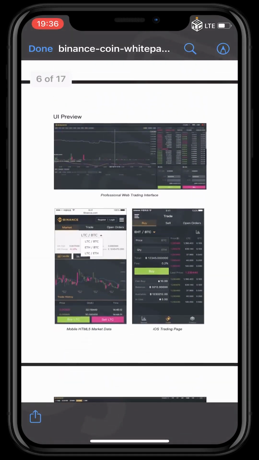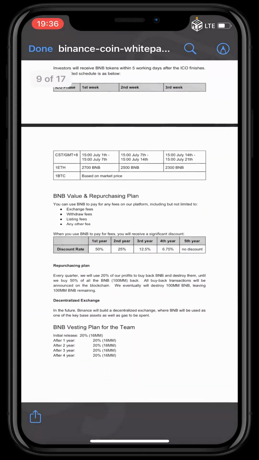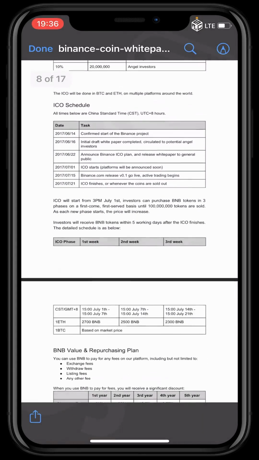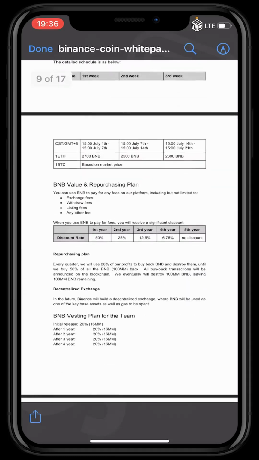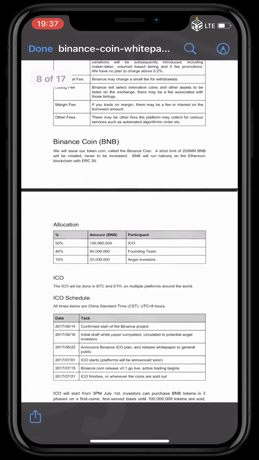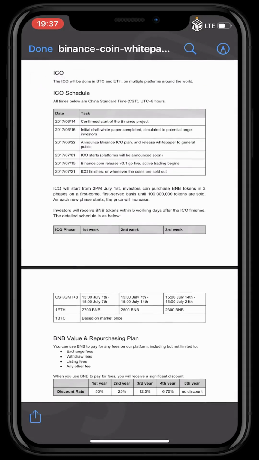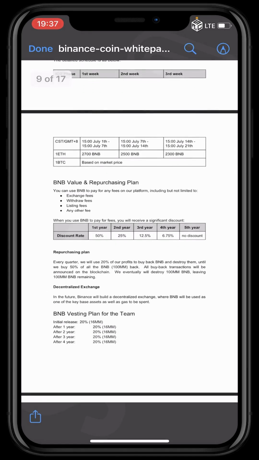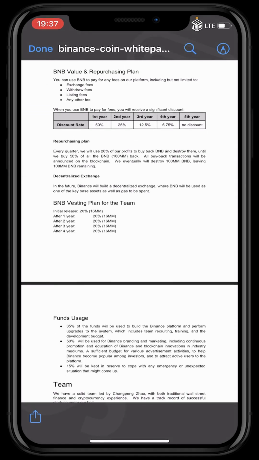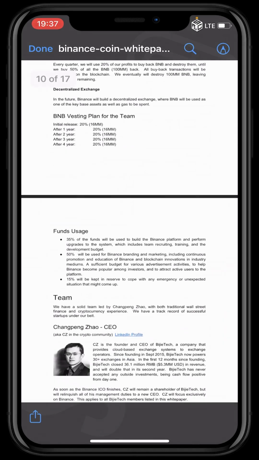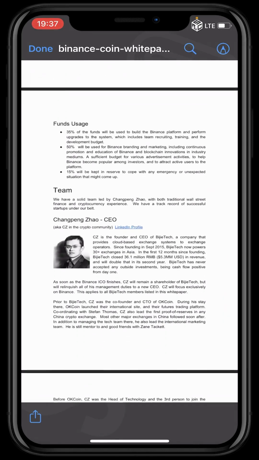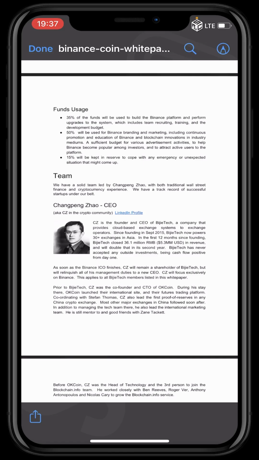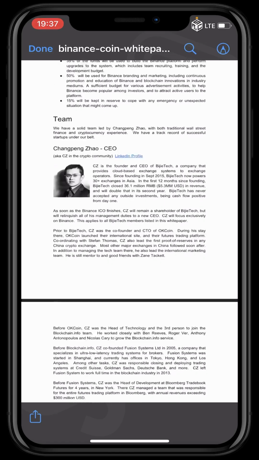I talked about the team and also allocation. Here is the allocation right here. Yes, here's the allocation, which I mentioned as one of the points to look out for. And also I talked about the funding, right? Here it is, funds usage, and also the team. Here are the team and their various LinkedIn profiles.